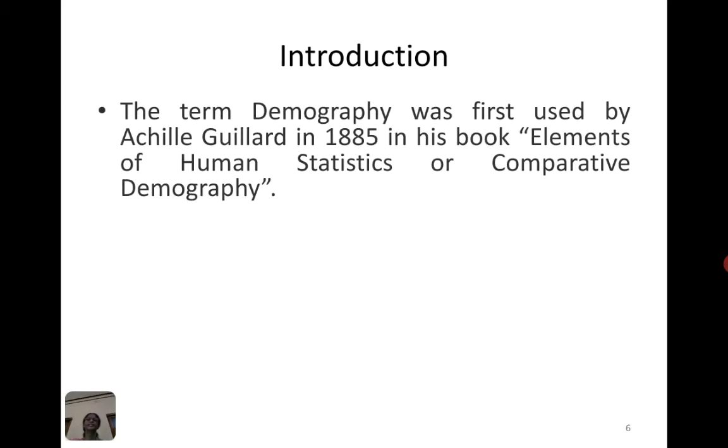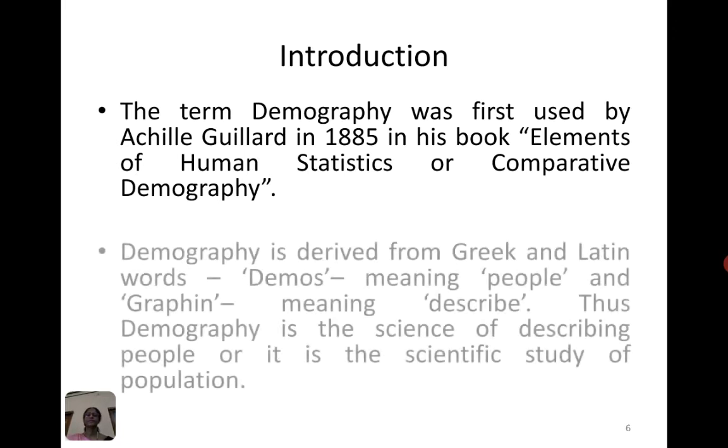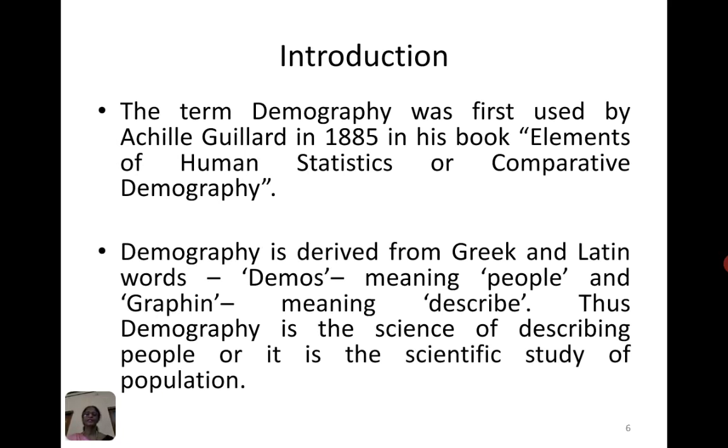Introduction. The term demography was first used by Achille Guillard in 1855 in his book Elements of Human Statistics or Comparative Demography. Demography is derived from the Greek words demos and graphein. Demos means people and graphein means to describe. Thus, demography is the science of describing people, or it is the scientific study of population.